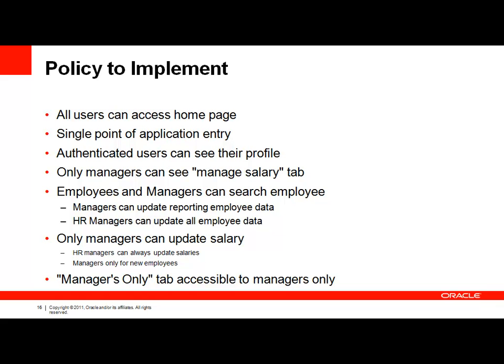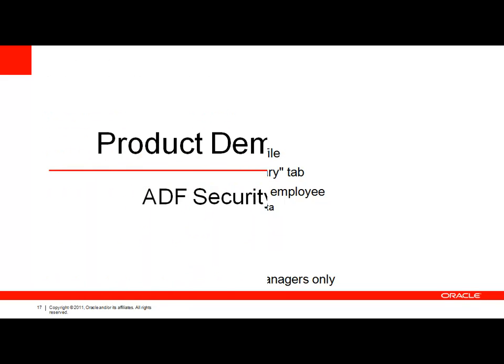Employees and managers can search for employees, but only managers can update the reporting employee data, whereas HR managers, a more privileged type of manager, can update all employee data. And then there is a managers-only tab that is accessible to managers only, and it can be selected and used only by HR managers. So these are the policies that I want to implement for my little sample application.